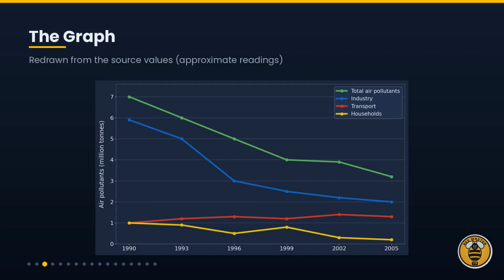This is the graph redrawn from the data. 4 lines run across 6 3-year intervals. The green line is total air pollutants. Blue is industry. Red is transport. Yellow is households. The vertical axis is measured in millions of tons from 0 up to 7. Give yourself 20 seconds here and simply watch the shapes before you read a single number.